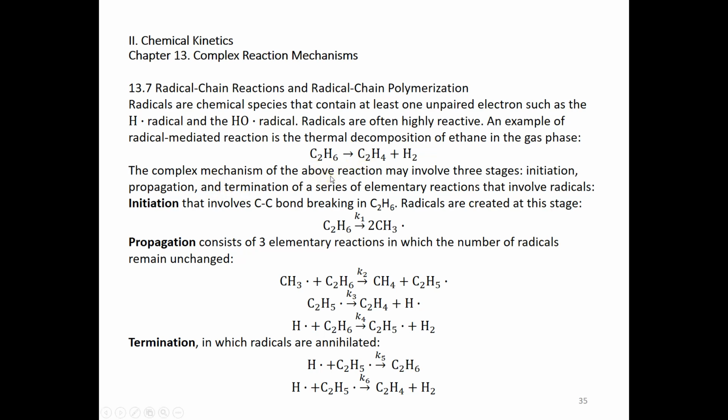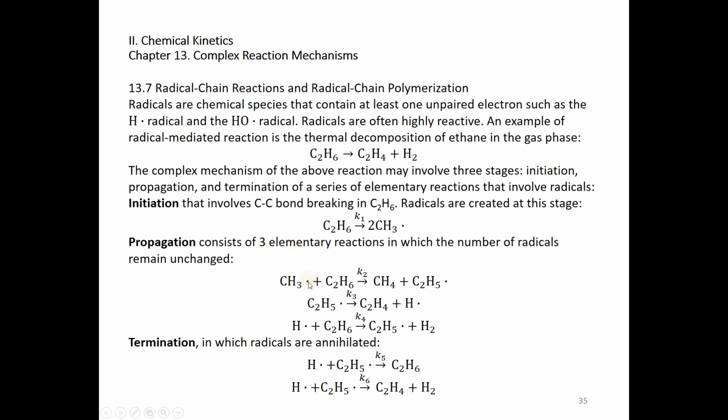So now let's look at the 3 different stages of the thermal decomposition of ethane. Initiation. It's possible to heat up this molecule and break the carbon-carbon bond. If we create 2 radicals at the same time, those are 2 methyl radicals. Propagation. There are 3 important propagation reactions.